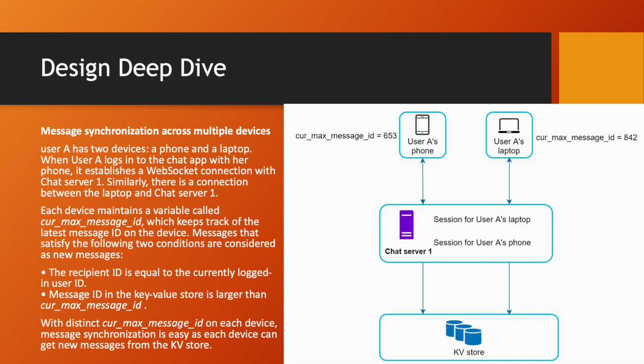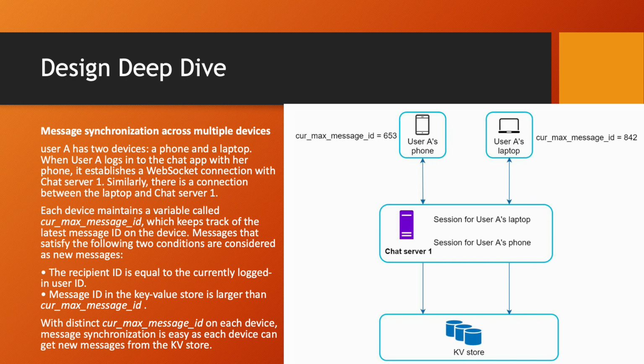Each device maintains a variable called current max message ID, which keeps track of the latest message ID on the device. Messages that satisfy the following two conditions are considered new messages. The recipient ID is equal to the currently logged in user ID. The message ID in the key value store is larger than the current max message ID. With distinct current max message ID on each device, message synchronization is easy. Each device can get new messages from the KV store. So hopefully, pictorially, this makes sense.